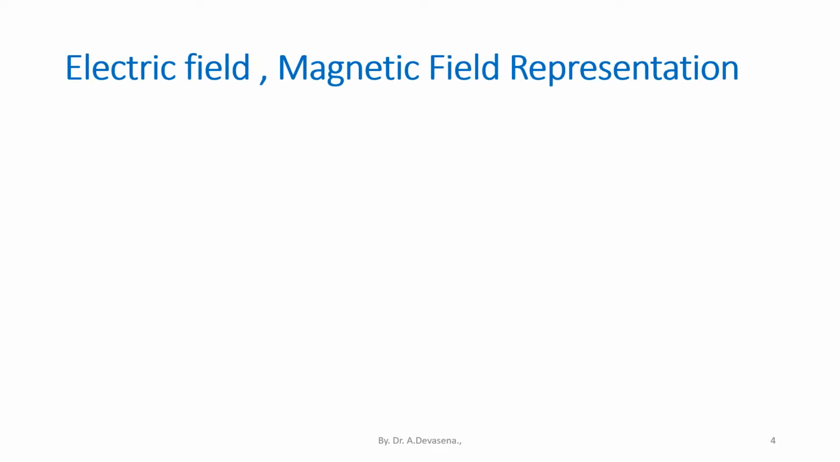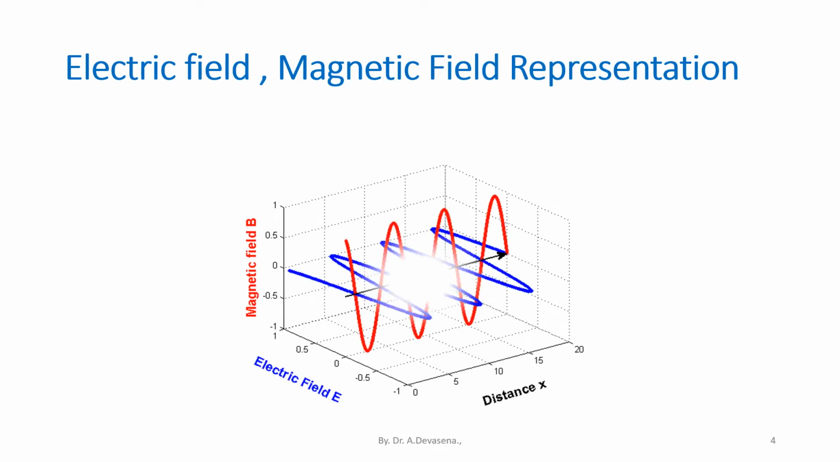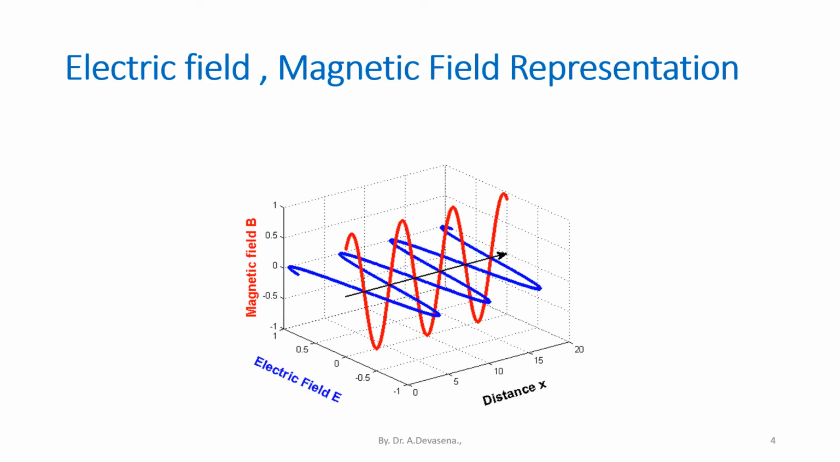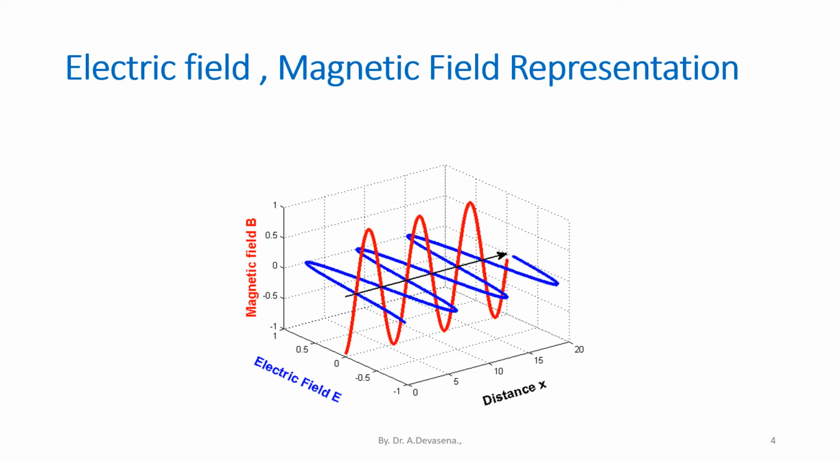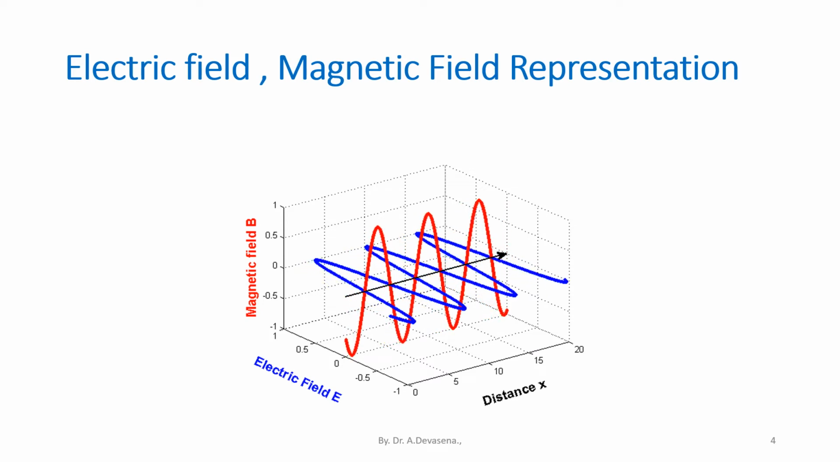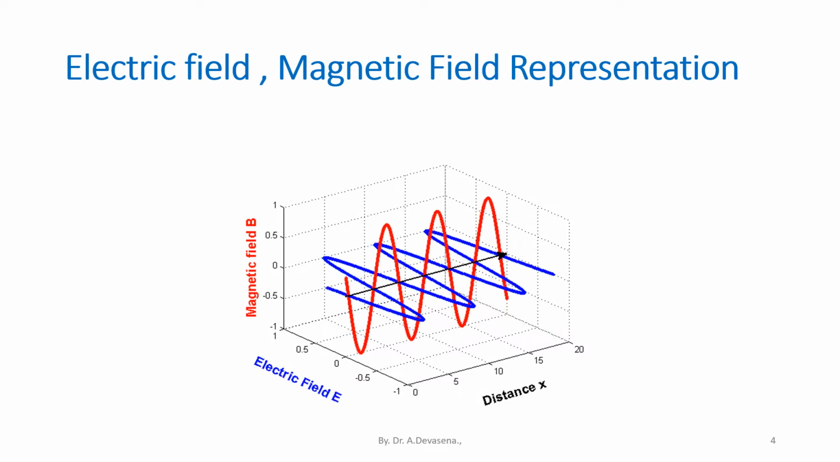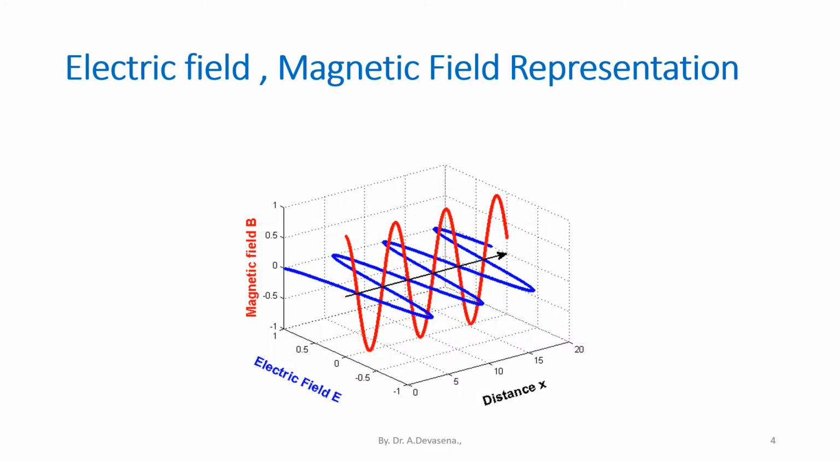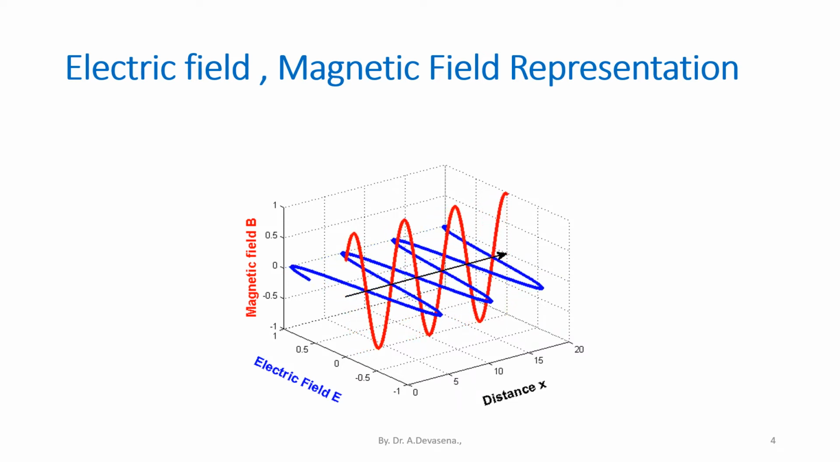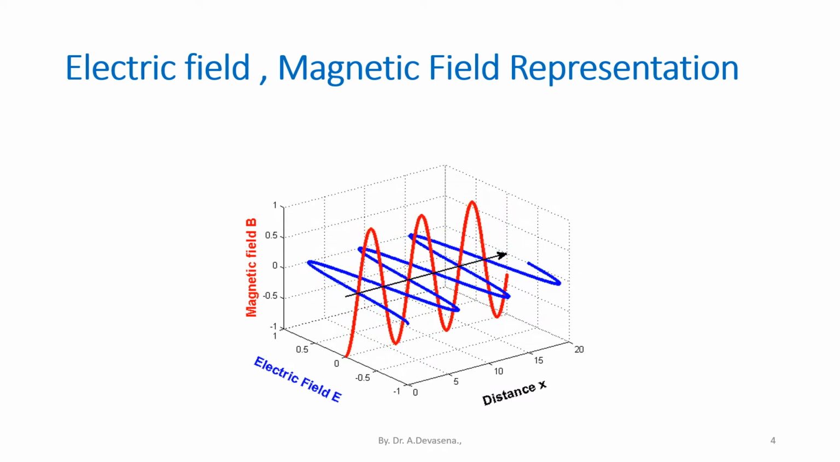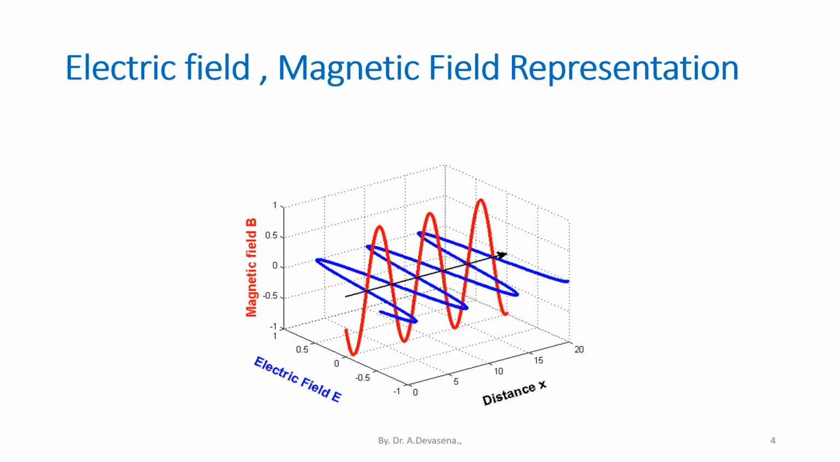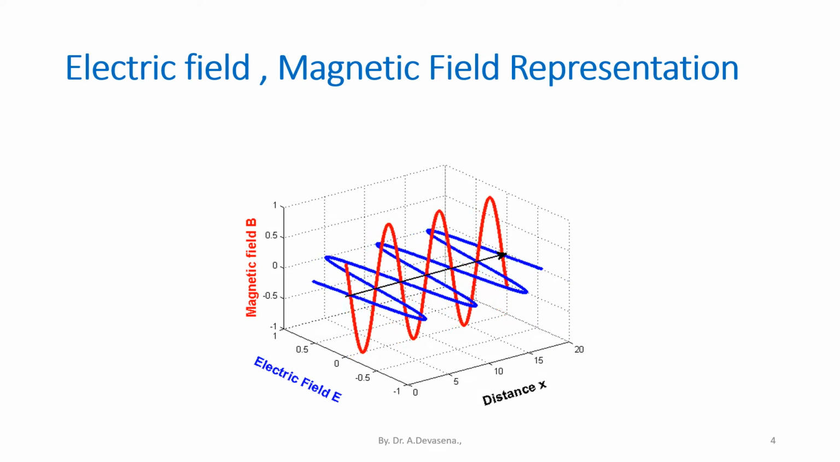Let us see the electric field and magnetic field representation in the form of a graph. This is the representation of the electric field and magnetic field. The electric field is represented in a blue waveform, and the magnetic field is represented in a red waveform. This is the overview of the electric field and magnetic field representation.